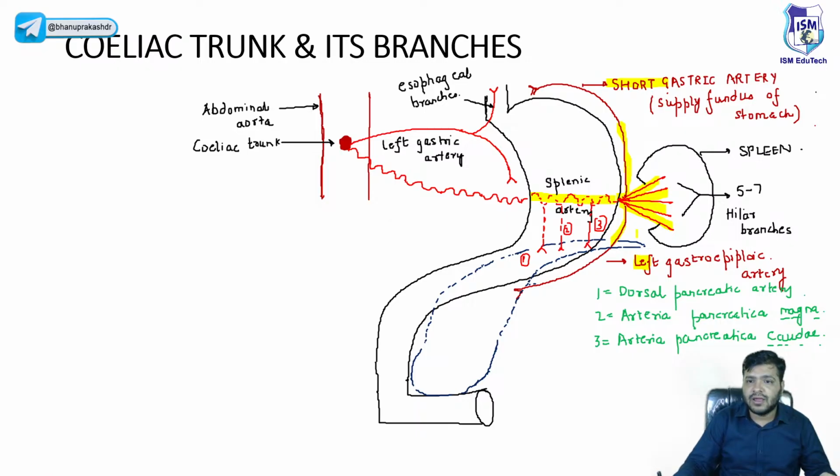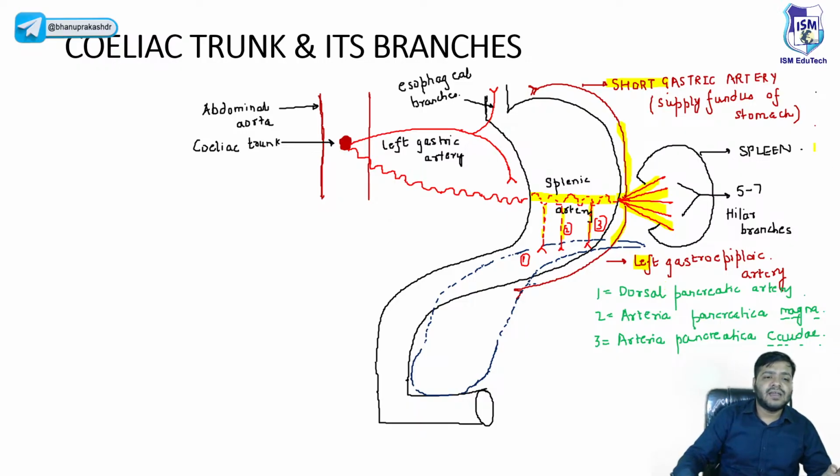And while passing behind the stomach, it is giving three dorsal branches to the pancreas. They are termed as the dorsal pancreatic artery, arteria pancreatica magna, and arteria pancreatica caudate. I hope this is clear up till now.